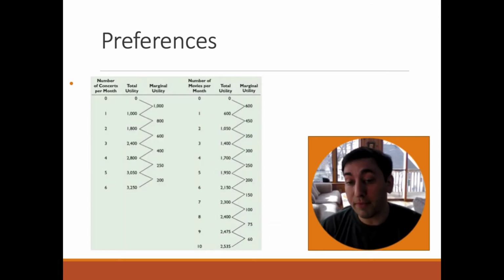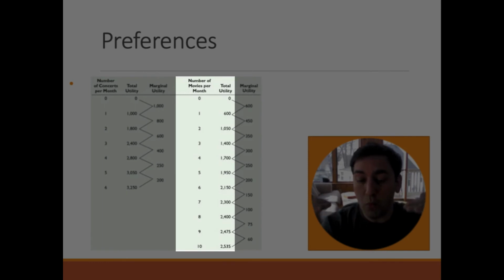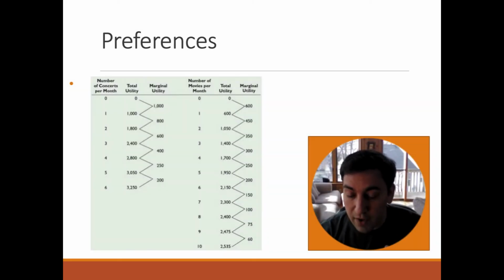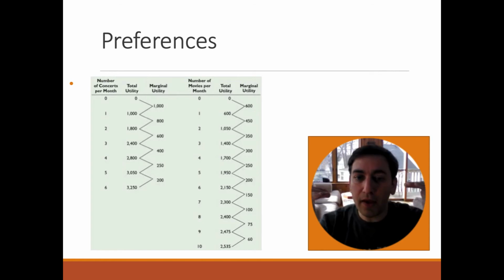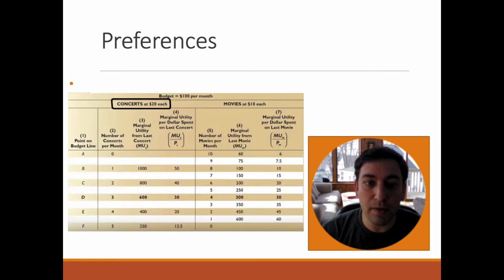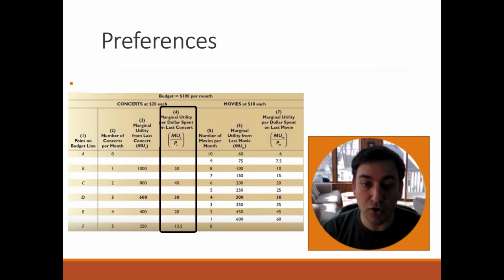So if we're going to optimize and we're going to say, here's what your budget is, $100, and here's the utility you get from concerts and the utilities that you get from movies. We want to then figure out the marginal utility you get from each one. Then we want to standardize and get the marginal utility per dollar, and then go and buy the products that gives us the most marginal utility per dollar to optimize. Here's the budget, here's the price, here's the marginal utility. Now we got to standardize it to get the marginal utility per dollar.